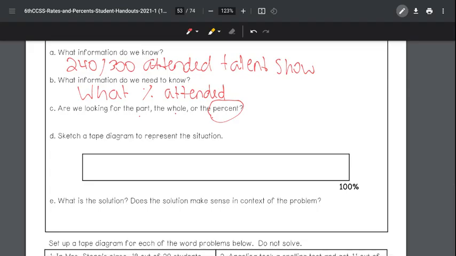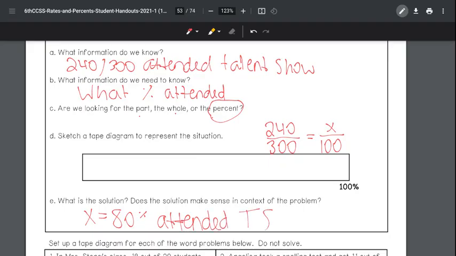Skipping the tape diagram and making a proportion. 240 students out of 300 total attended the talent show. What percent is this? Over 100%. So when you cross multiply and divide, 240 times 100 is 24,000, and we divide that by 300, you're going to get 80. X equals 80, which is 80% attended the talent show.